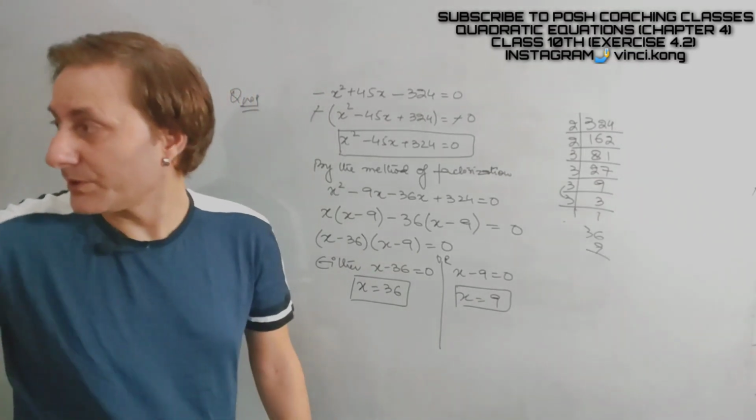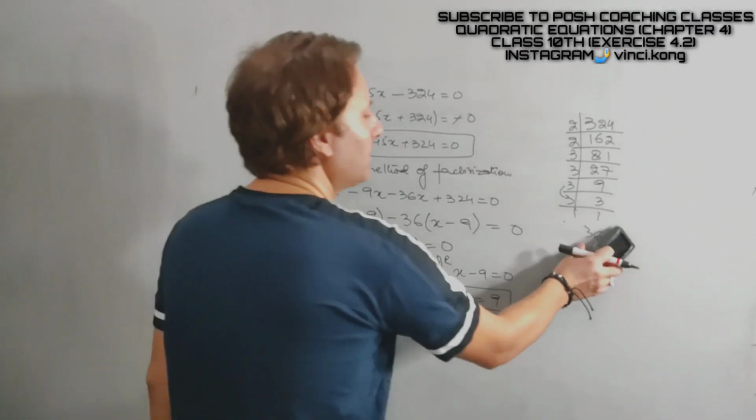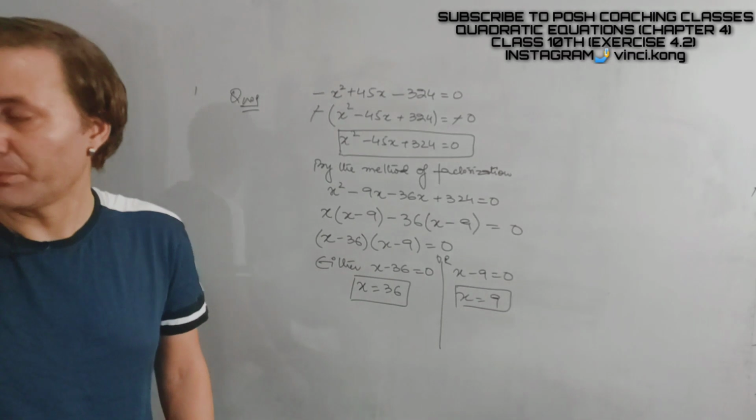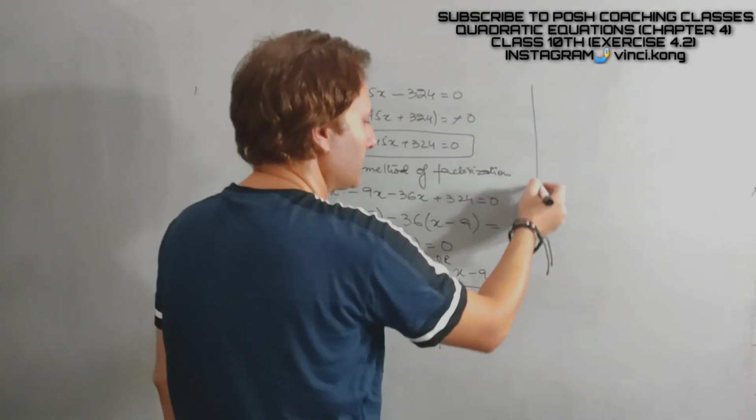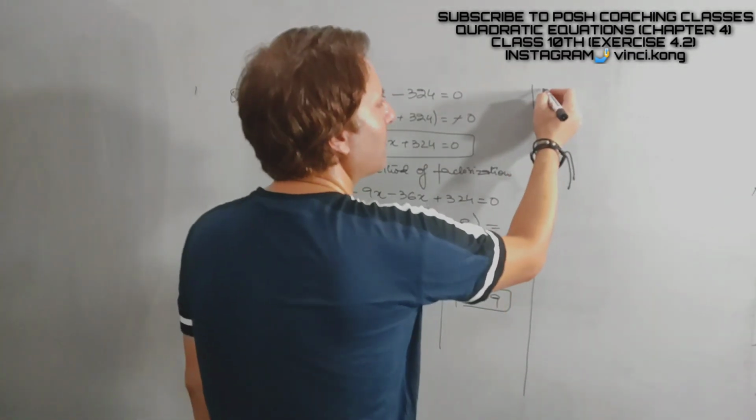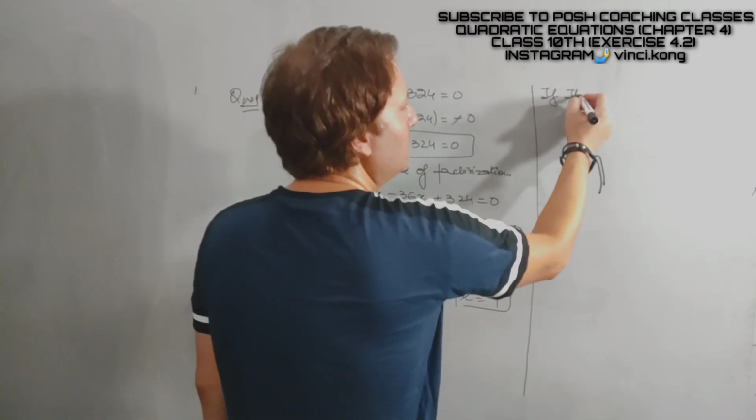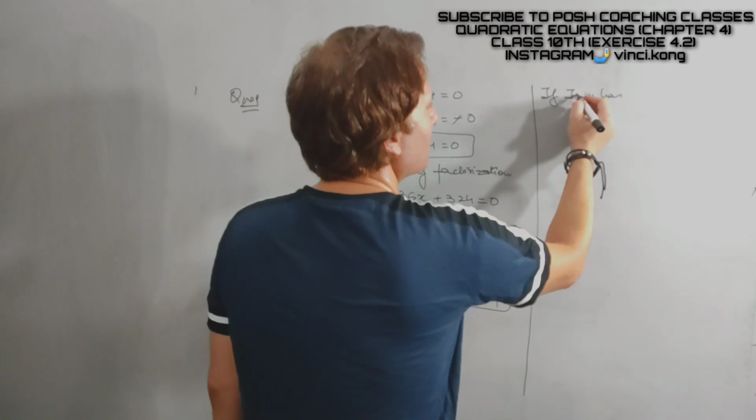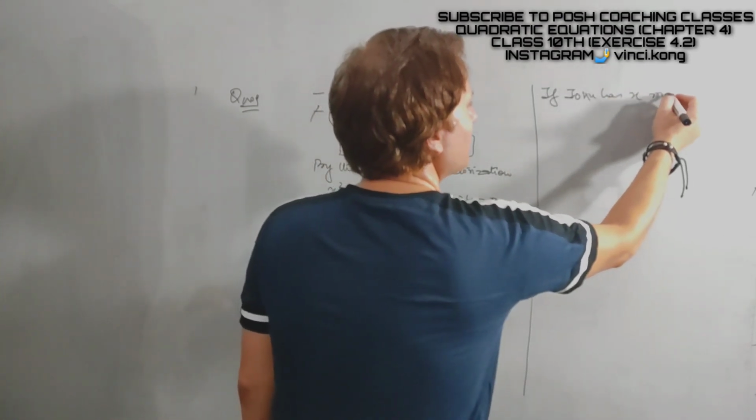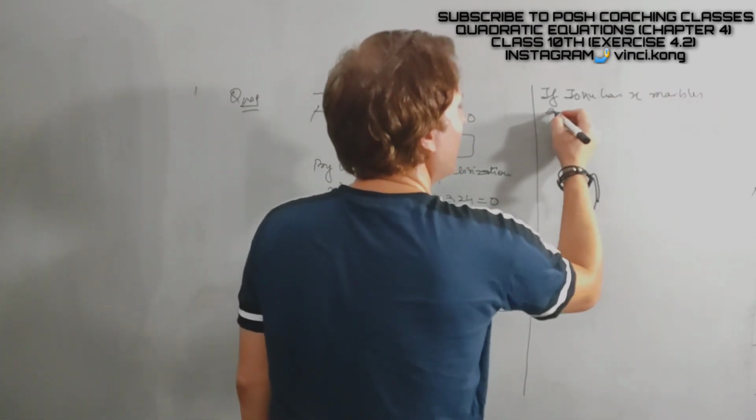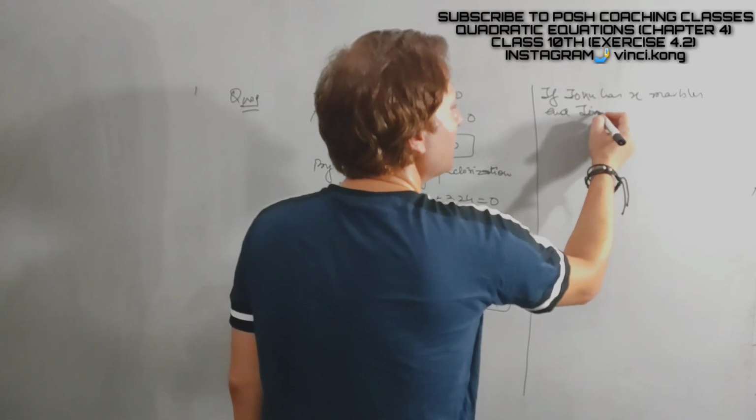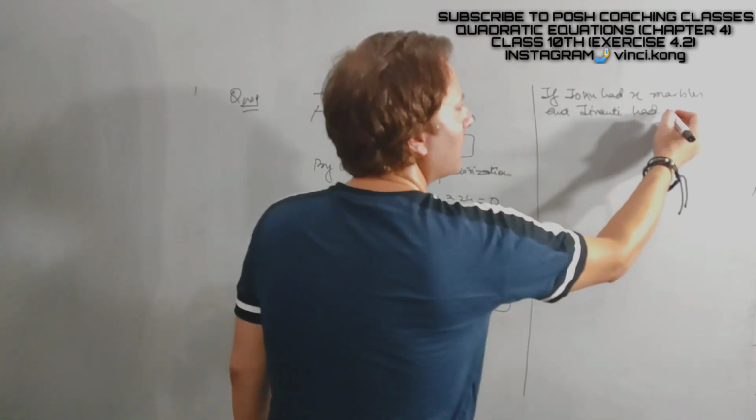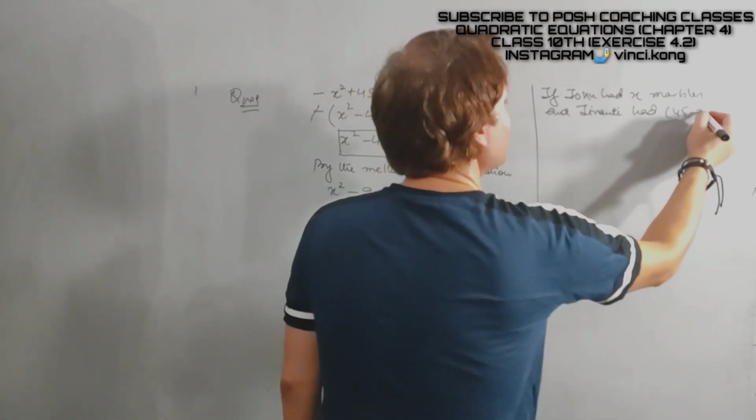In case you remember, in the beginning we took John's marbles as x and Jivanti's marbles as 45 minus x. So I will write, if John has x marbles and Jivanti had 45 minus x marbles.